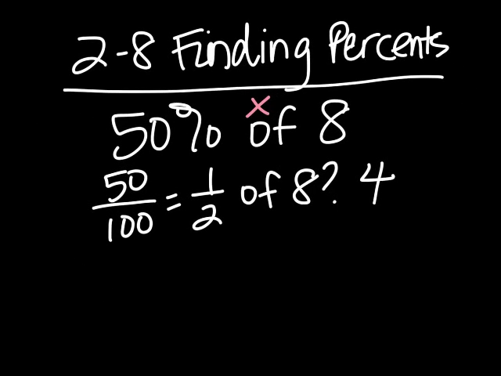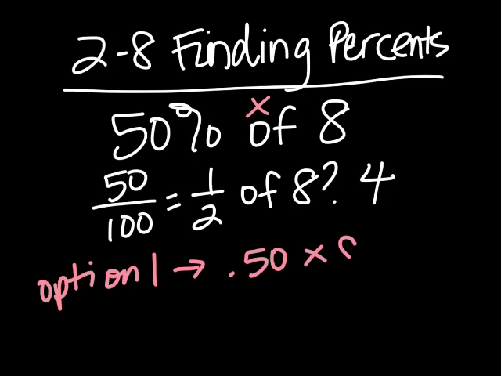So one way we could do that, option 1, is to say 0.50 times 8. So 8 times 5 would be 40. Add another 0 because you got 8 times 50, so that would be 400. And then drag your decimal back twice because it was 0.5, so that gives you 4.